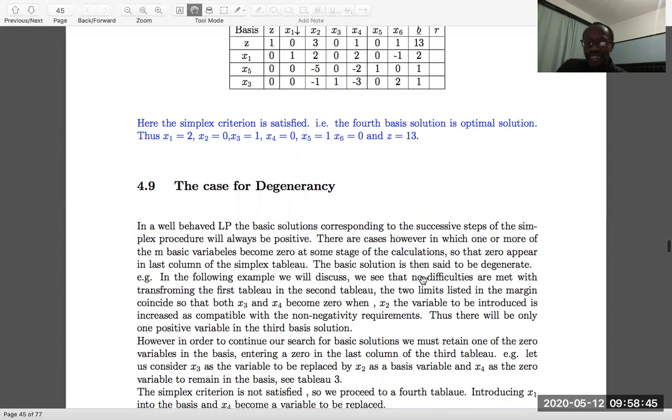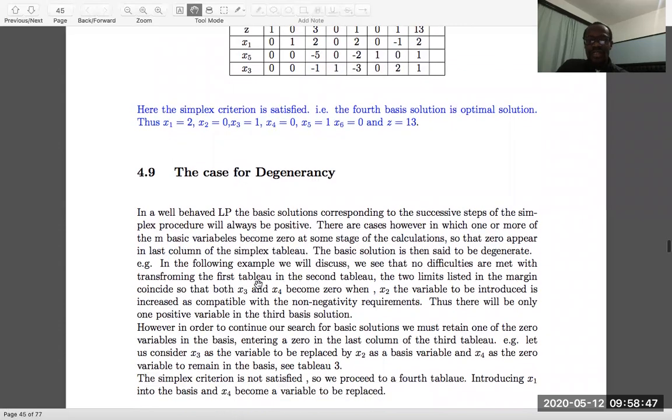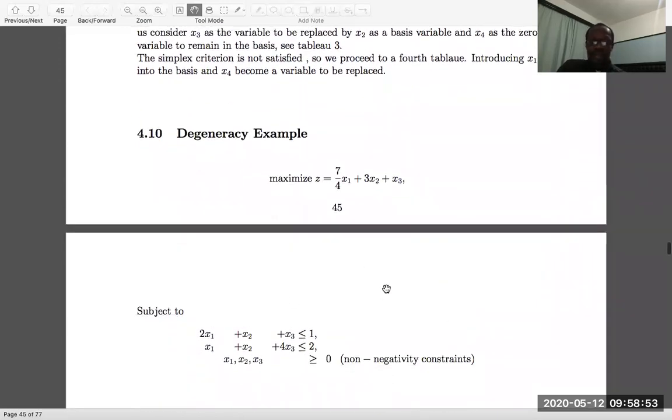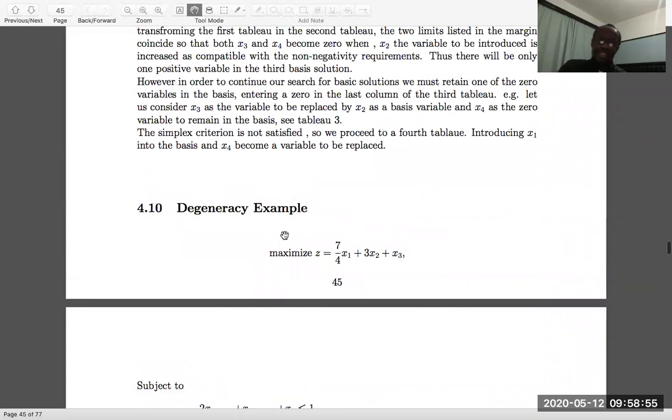We see that no difficulty is met with transforming the first tableau into the second tableau. So there is an example here. We have this wonderful example I came up with to show you what degeneracy is all about. So the simplex criteria is not satisfied.